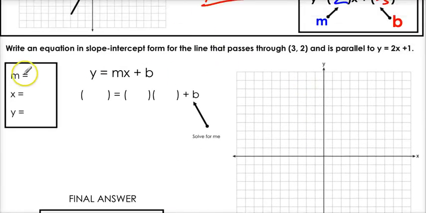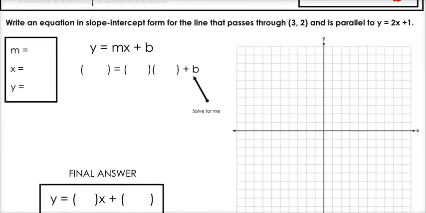For this example, we're going to write the equation in slope-intercept form for a line that passes through (3, 2), and slope-intercept form, by the way, is just y = mx + b, and it's parallel to y = 2x + 1. So the first question I'm going to ask is, if we want to write the equation of a line that's parallel to y = 2x + 1, what is the slope of our new line going to be?